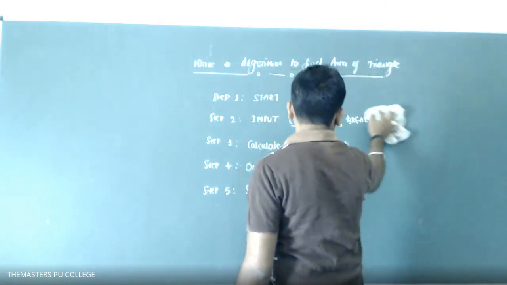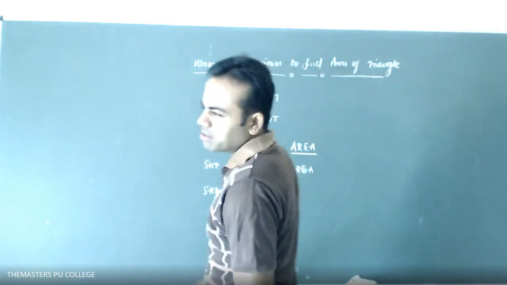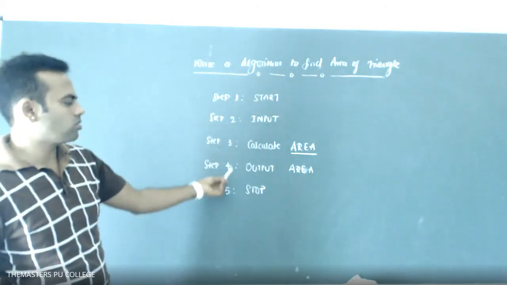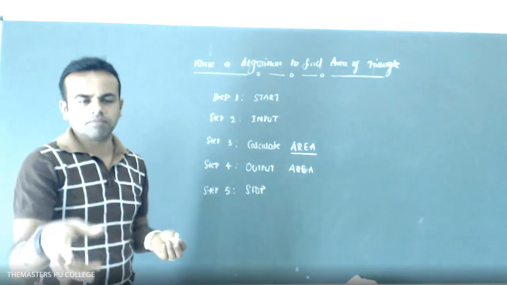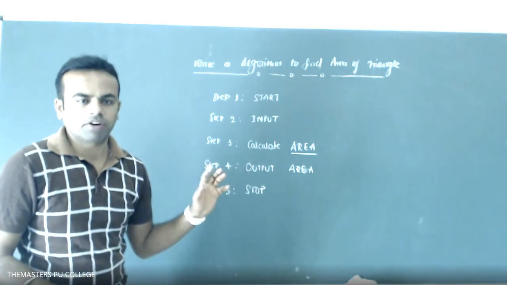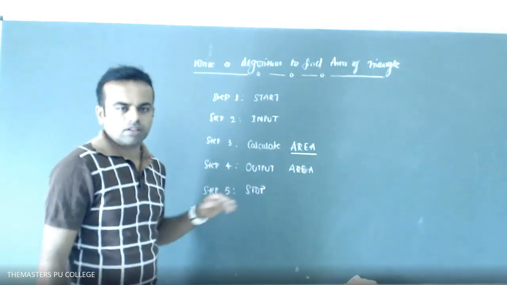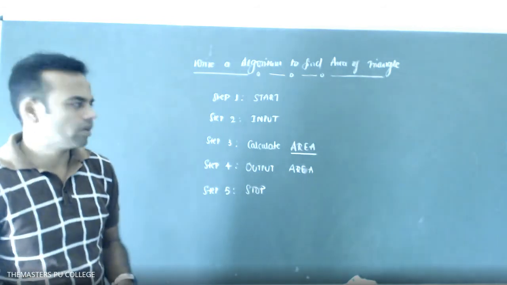Okay, the things will remain the same as usual. Start, input, calculate area, so the output will be area. So only the input and the procedure, that is the definition, will change. And then it should be effective. That's it. And then termination is as usual. Step number 5, stop. Right, solve it.